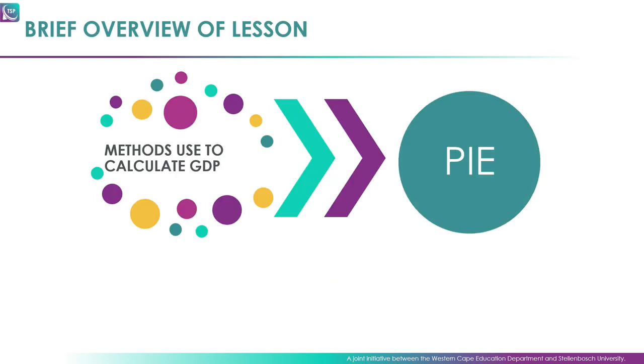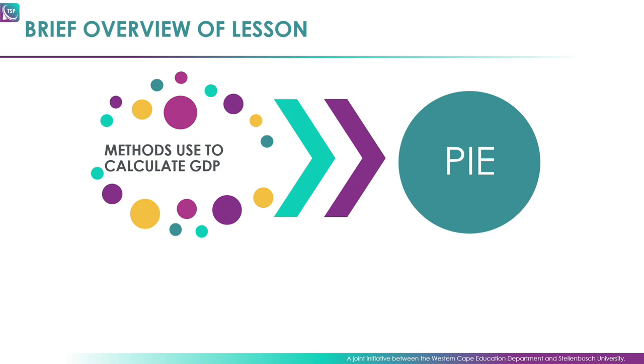Right, a brief overview of what we're going to be doing today. We are going to be looking at the methods that are used to calculate GDP. There are three methods used for the calculation of GDP, which you would have been told about in grade 10. So now we are going to have a look at how this actually works, right?